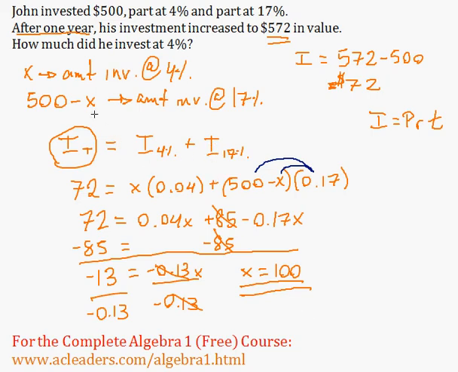And, of course, that's not part of the question. We're actually done at this point, right? $100 is the answer. But what if they were to ask how much did you invest at 17%? Well, easy. 500 minus 100, 400. So he invested $400 at 17%. That's it.